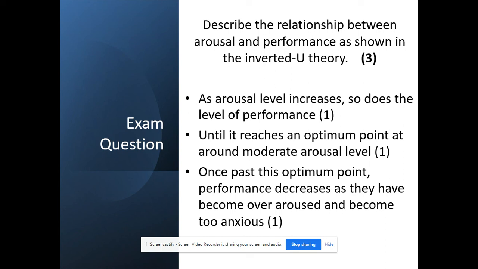If you've written something along that line, give yourself the marks, but you need to have broken it down into those 3 parts. So you needed to say, as arousal increases, so does performance. You need to talk about that optimum point around moderate arousal level. And then once past that optimum point, performance decreases as they've become too over-aroused or anxious. Okay, so as long as you say that if you're past the optimum point, performance does decrease, that is how you would get your 3 marks for that question. If you haven't got those marks, please write down the correct answer and give yourself a mark out of 3.